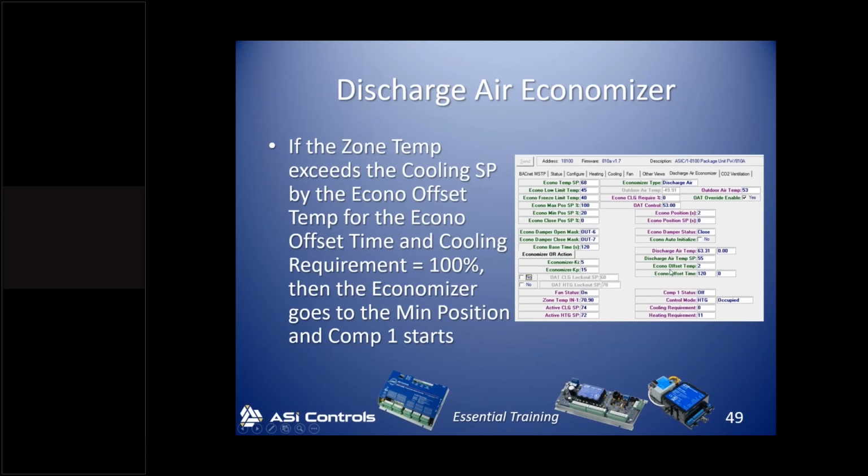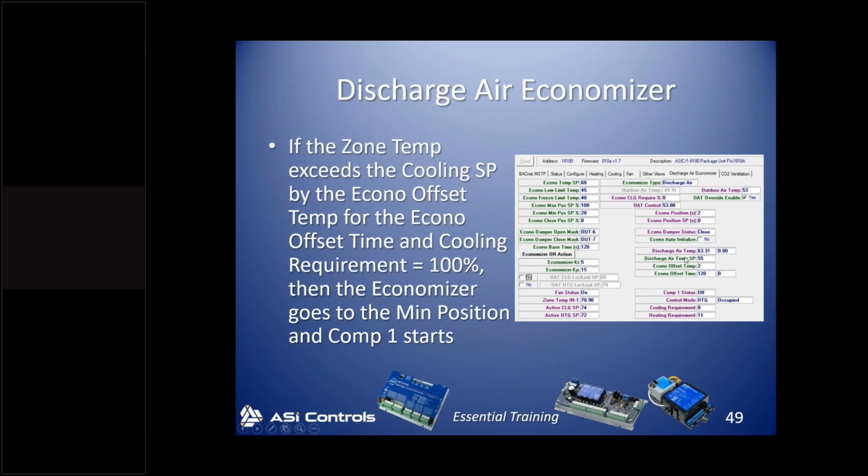However, if the zone temperature exceeds the cooling set point by this econo offset temp in degrees for this econo offset time in seconds, while the cooling requirement's also at 100%, then that's a good indication that the outside air is not going to cool the space adequately. So then what we do is we go to a minimum position and we start mechanical cooling, and mechanical cooling takes over until we go back into deadband. And then the next time it goes into the cooling mode, it will try to use the economizer again.